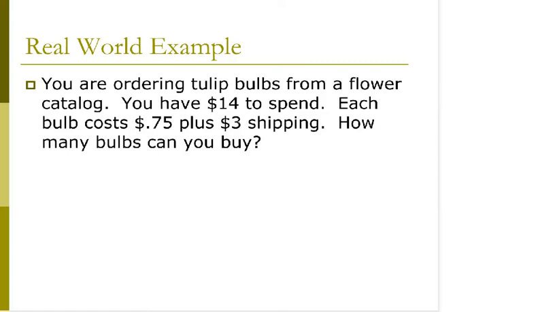Okay, so in order to solve this equation, we have to figure out what's going on here. What's the overall idea? Notice it says that you have $14 to spend. You can't spend more than that. So everything that you do has to have a total of $14. So basically, when everything rings up, and we're going to put that here, it has to have a value of $14.